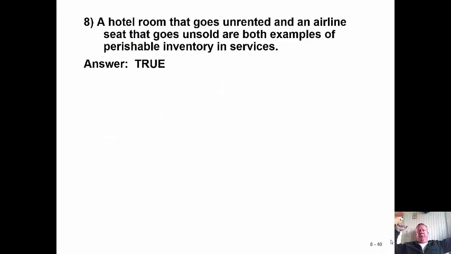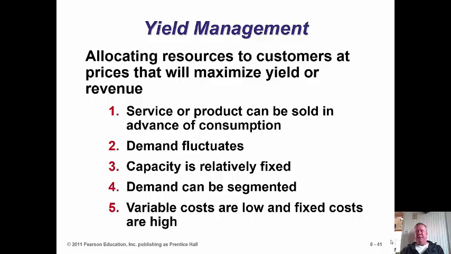So yield management: a hotel room that goes unrented, an airline seat that goes unsold, perishable inventory and services. The key to yield management is that you don't affect your current customer base. That's why the advent of selling things online and kind of discreetly is much better. It doesn't work well when people know what everybody else is paying. But the other characteristics you need for yield management, just think of an airline type thing.